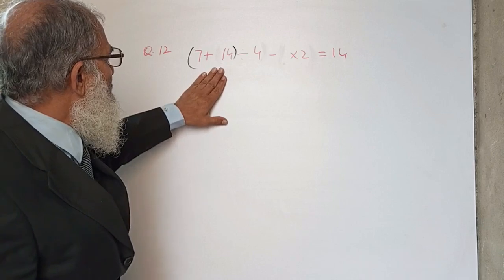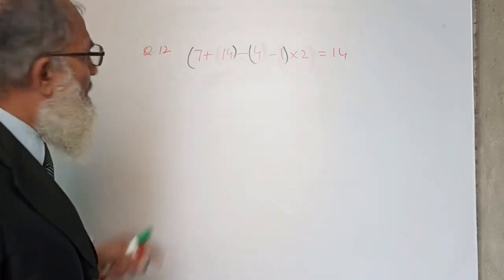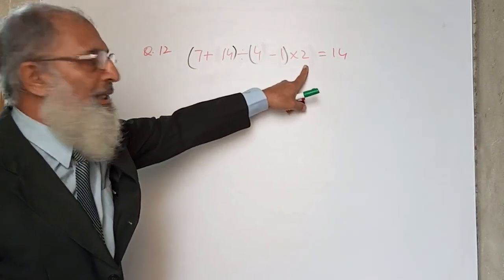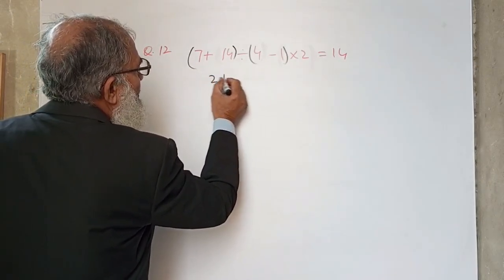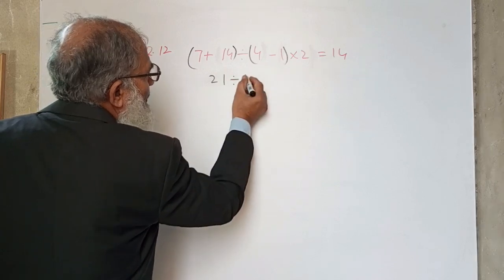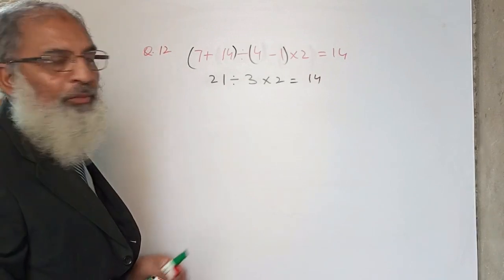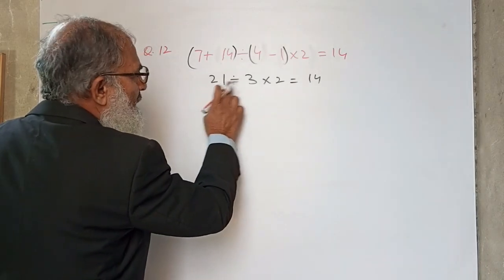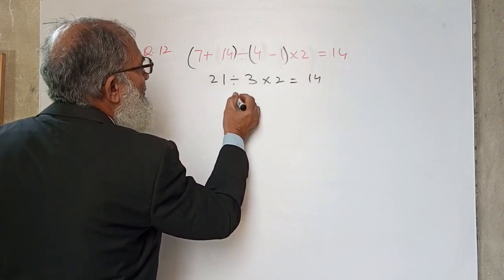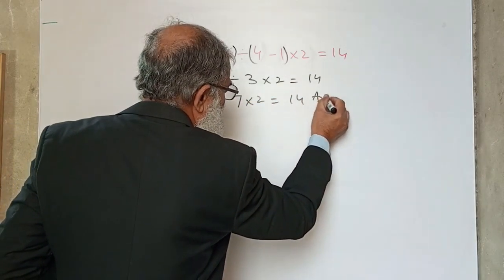So I have put a bracket over here, then a bracket over here, a bracket over here and a bracket over here, and leave this 2 as it is. Now we'll solve it. 21 divided by 3 multiplied by 2 is equal to 14. According to the BODMAS rule, you have to divide first, then go to multiplication. 21 divided by 3 is 7. Multiplied by 2 is 14. The answer is correct now.